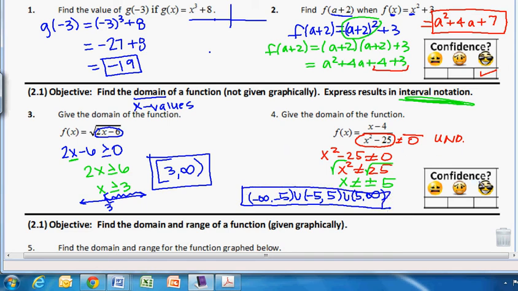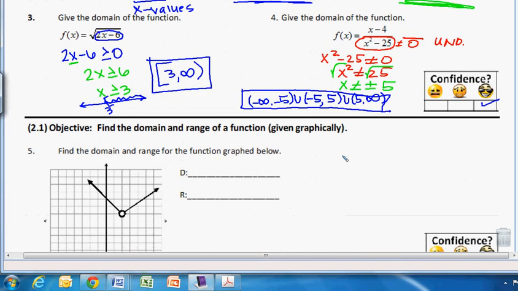So you need to ask yourself, are there any restrictions? Is there something that will not work if I was to graph this? And again, it's very important that this is not given graphically. You need to make sure you're understanding this because there is a non-calculator part for this quiz or test.